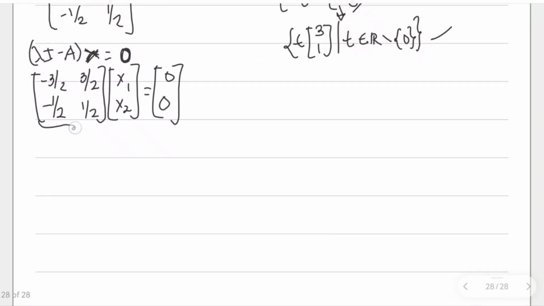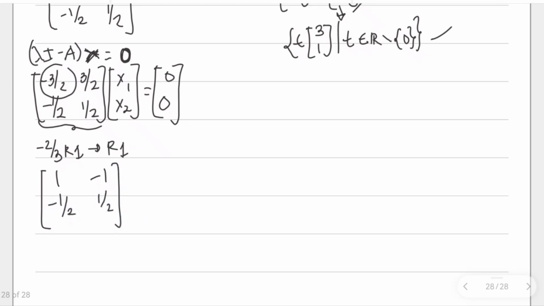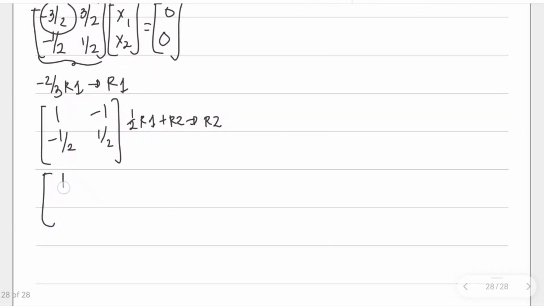So again, the goal is to come up with the reduced row echelon form of this. Let's multiply negative 2/3 to R1, so that this will become a leading 1, for a new R1. So negative 3/2 times negative 2/3 is positive 1. When you multiply the next entry, you'll have negative 1. So you have negative 1/2 and positive 1/2 here. Next is to multiply 1/2 to R1 and add it to R2 for a new R2. So you have 1, negative 1. 1/2 times 1 is positive 1/2 minus this, 0. 1/2 times negative 1 is negative 1/2 plus this, another 0.